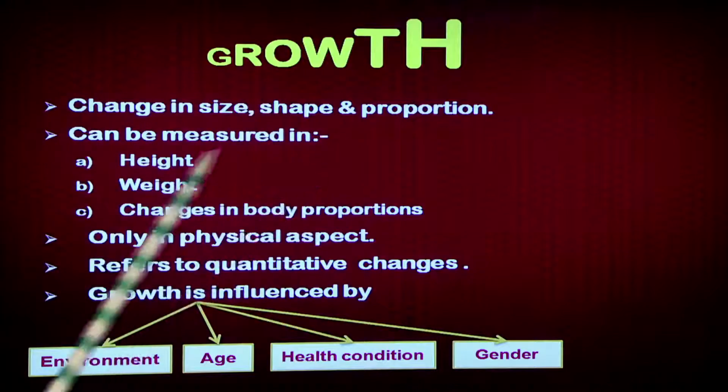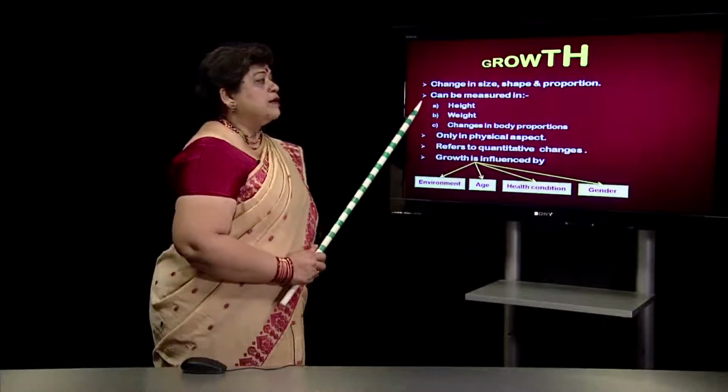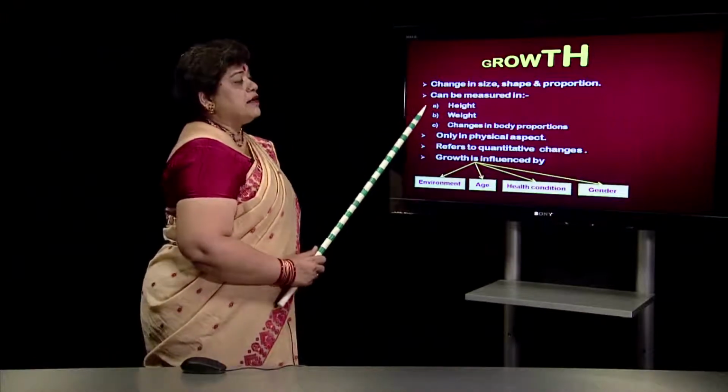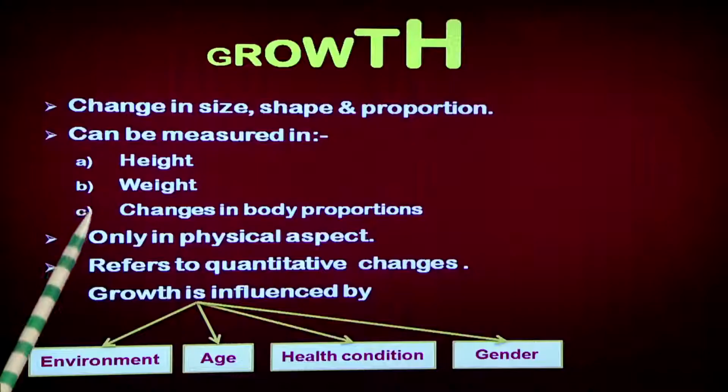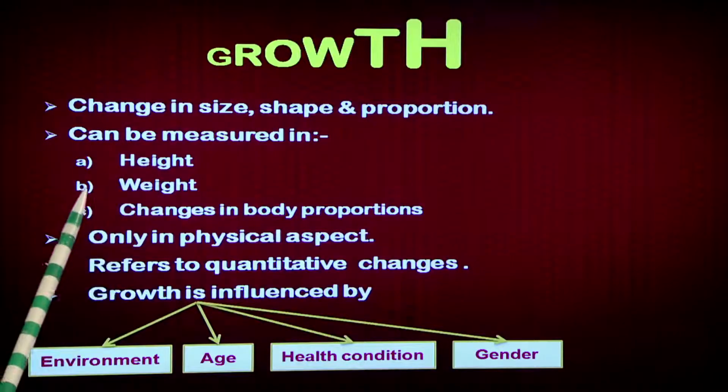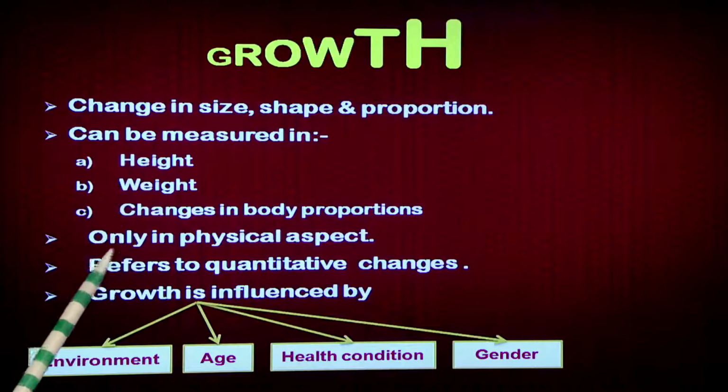When we say proportion, it also means body proportion. This is a feature that can be measured. That is, we can measure height, weight and the changes in body proportion. We can measure height in inches or centimeters, and weight in kgs. So we can say that growth refers to the quantitative changes that take place in the child as he or she grows. Growth is influenced by environment, age, health conditions and gender.